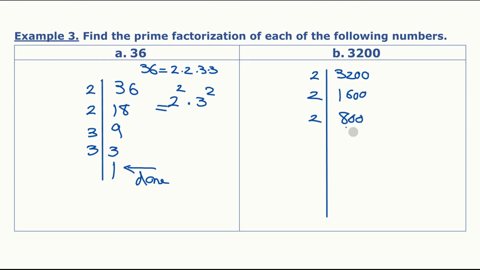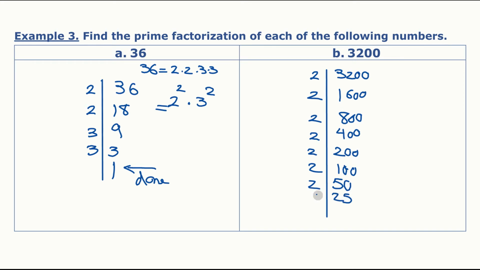Again, we know we can stay with 2, and you need to as long as you can. And we get 400. And 2 again gives us 200. 2 again, 100. 2 gives us 50. 2 again, 25. And now we have to stop with 2 because 2 doesn't go into 25 anymore.